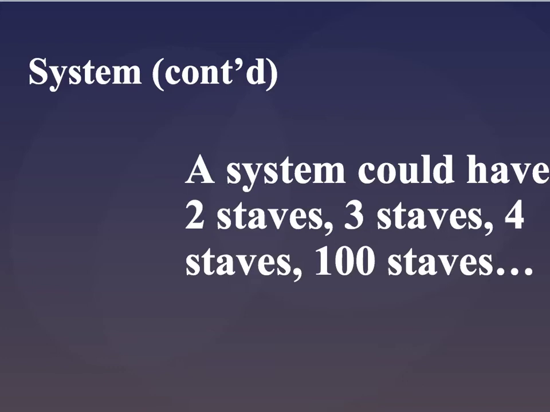This you don't need to write down. This is just important information to know. A system might have 2 staves, it might have 3 staves, it might have 4 staves. We'll do mostly things with 2 staves and 3 staves in our class. But if we're talking about an orchestra or a band, you might have 100 staves if you have that many different parts going on. It just kind of depends.